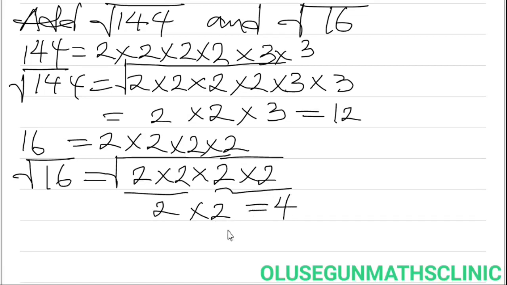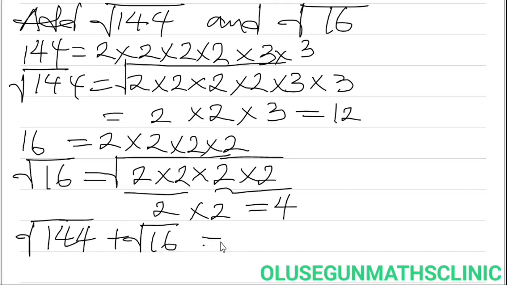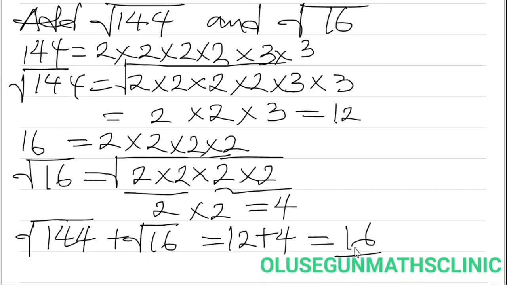But we are to add them together. So root 144 plus root 16 will now be 12 plus 4, which will give you 16. So we call this a simple arithmetic using the perfect squares and the square root.